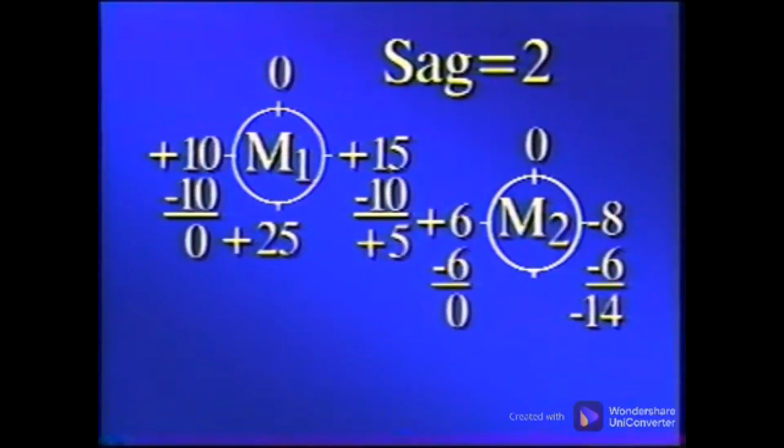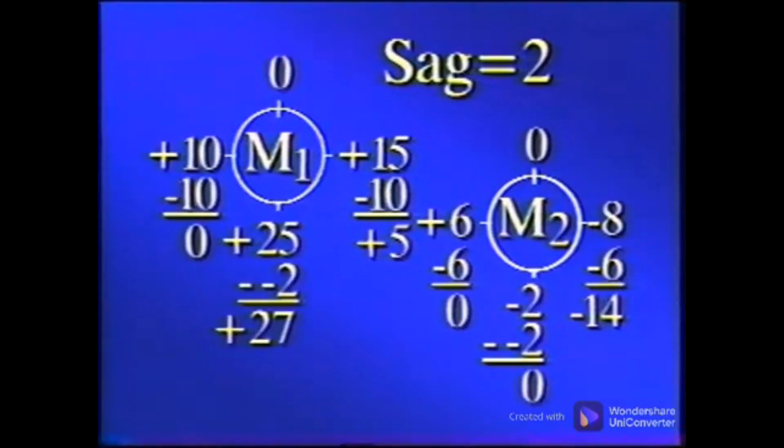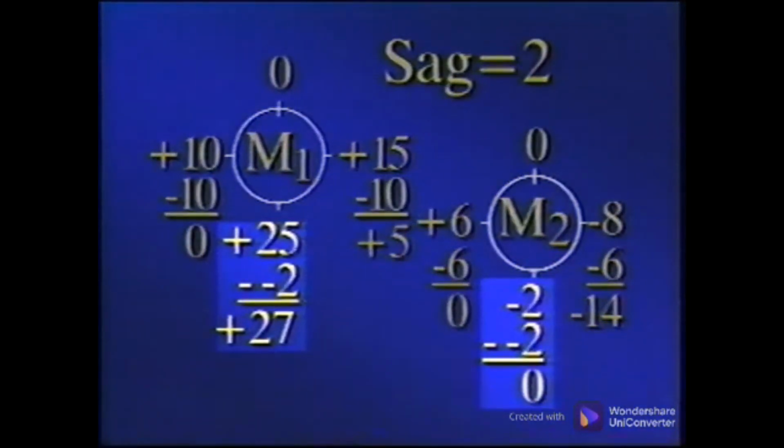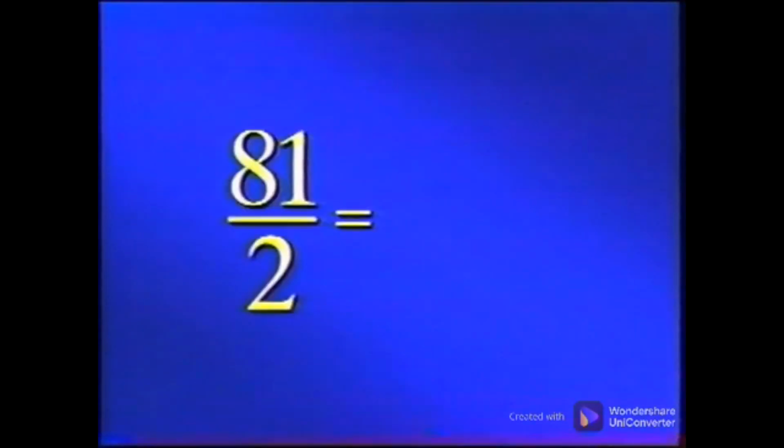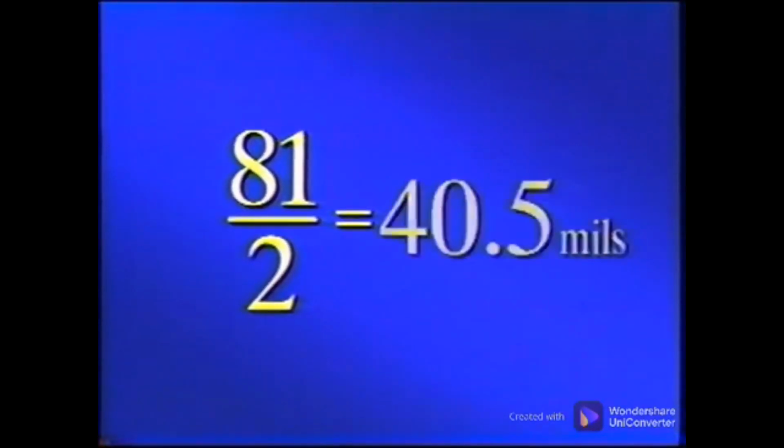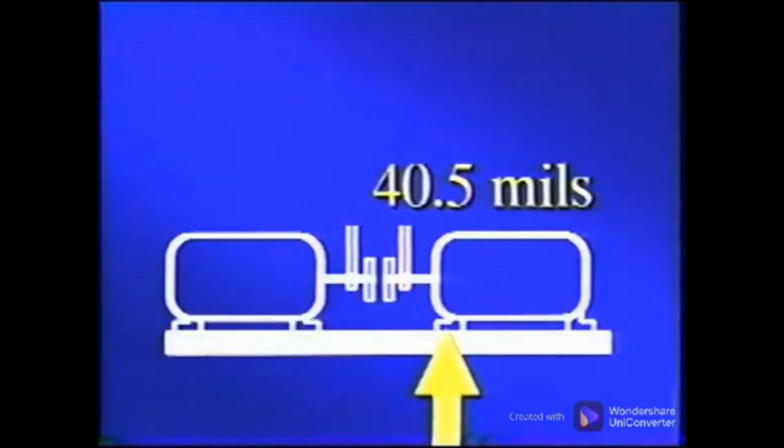The vertical readings are already normalized because the top is 0, but remember to subtract the bar sag from the vertical reading. Now plug in the numbers to solve for the vertical move for L1. M1 is 27, M2 is 0, L1 is 24, and the spacing is 6. M1 again is 27. This gives us a number of 81 divided by 2, which is 40.5 mils. Since the number is positive, the leg must be moved up 40.5 mils.